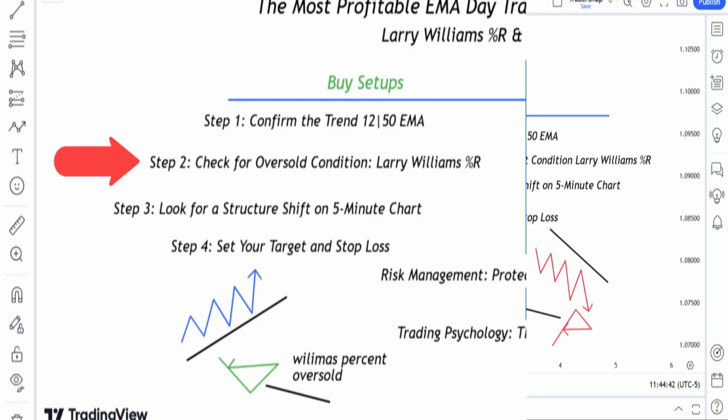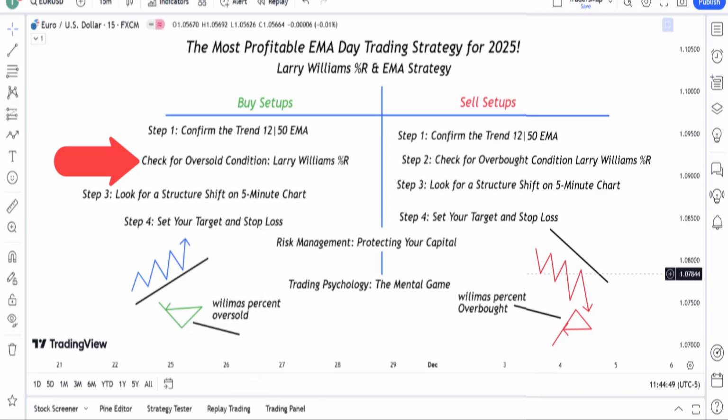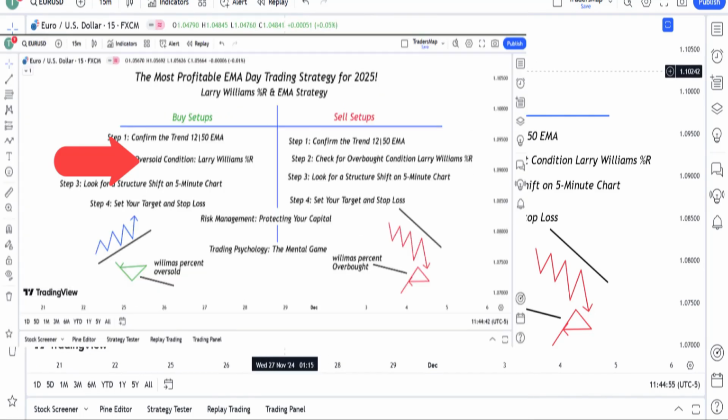What makes this indicator special is its ability to detect hidden opportunities when the price is moving against the trend temporarily. Pairing this with the EMA setup filters out bad trades and focuses only on high-probability setups. Remember, it's not just about being oversold, it's about being oversold in the direction of the trend.